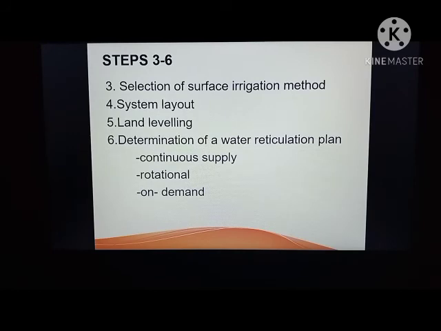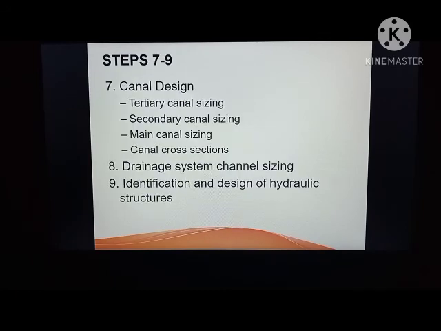In step 4, the system layout. Step 5, land leveling. This is where the labor begins. Step 6, the determination of the water reticulation plan. If we are going to use continuous supply of water, we are going to use rotational or on demand. The 7th step, canal design. So we're going to design the canal: tertiary canal sizing, secondary canal sizing, main canal sizing, and canal cross sections.